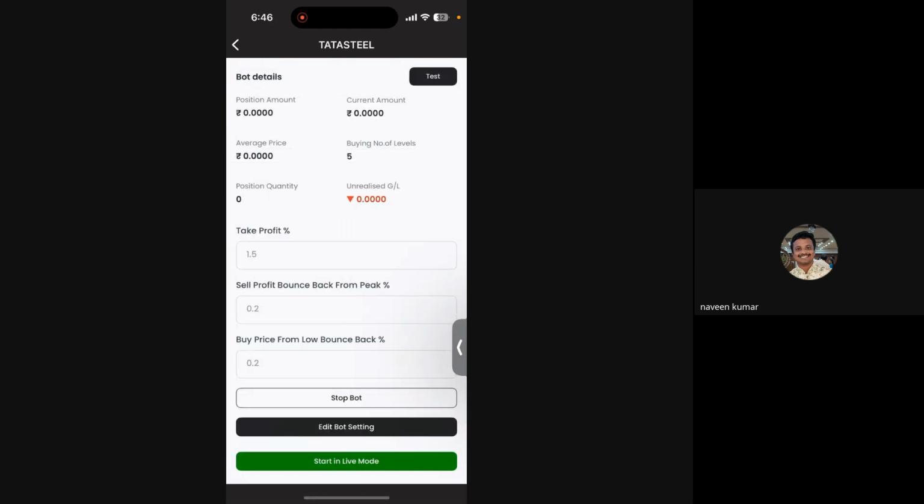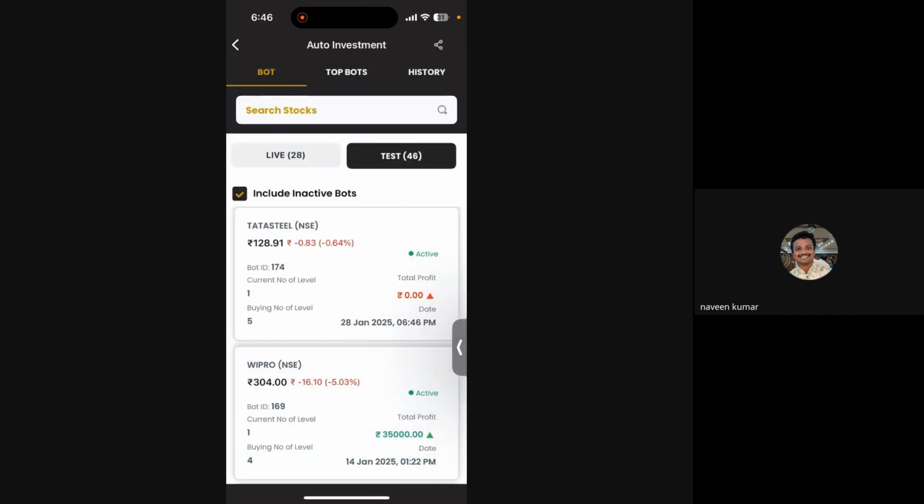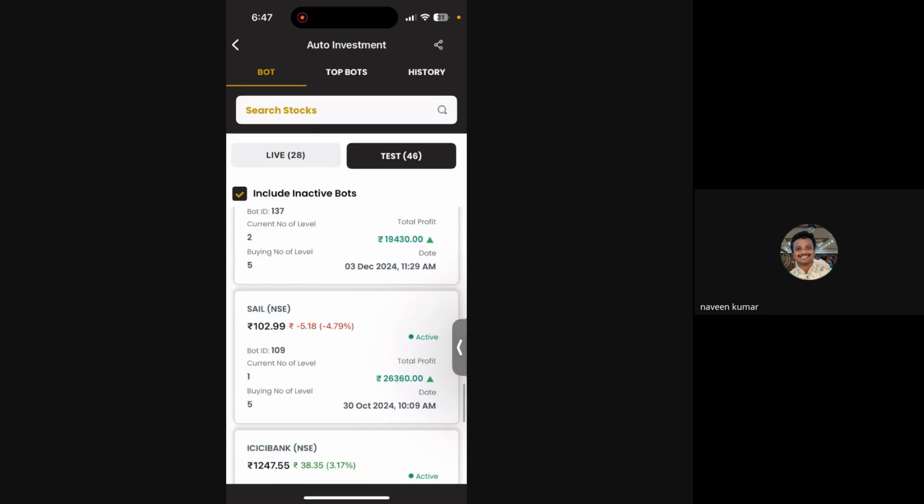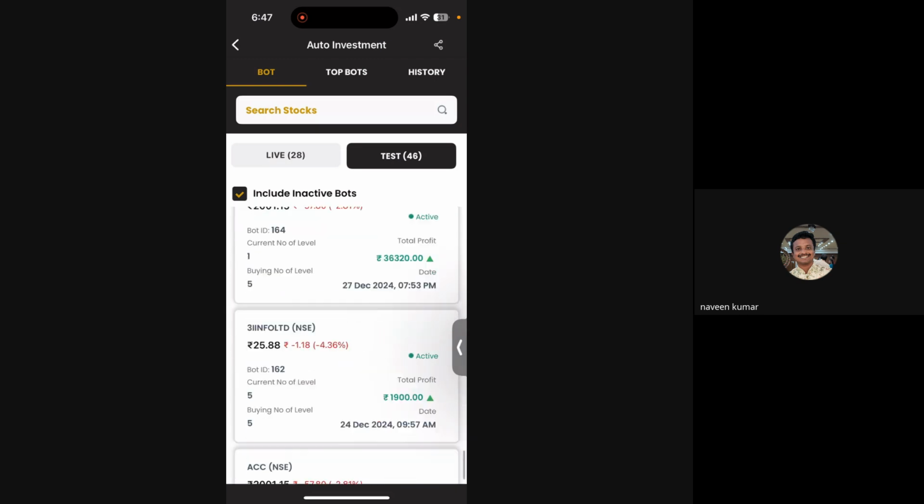Okay, so that's it. It will keep doing the job continuously, 365 days. If you take a yearly subscription and create this bot and keep it, it will keep buying and selling, buying whenever it is coming down and selling whenever it goes up. So it's as simple as that, guys. I hope I have cleared many of your doubts about the bots.